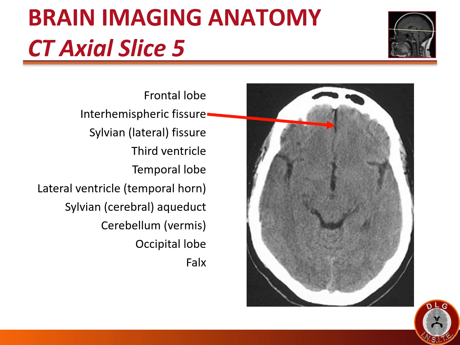In between the frontal lobes, we see the CSF space called the interhemispheric fissure. The anterior cerebral arteries run in the interhemispheric fissure.